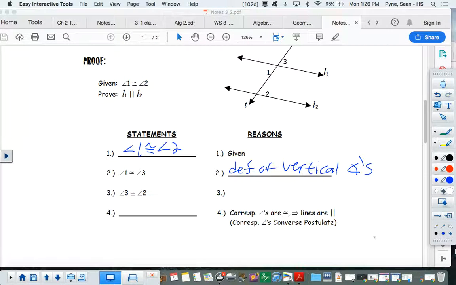Next one. Angle 3 is congruent to angle 2. How do I go from 1 and 2 to all of a sudden 3? Corresponding. Close, but that's not how we go from 1 to 2 to 3. It's not exactly a substitution. There's a better one. Transitive property. So then we can say these two are congruent.